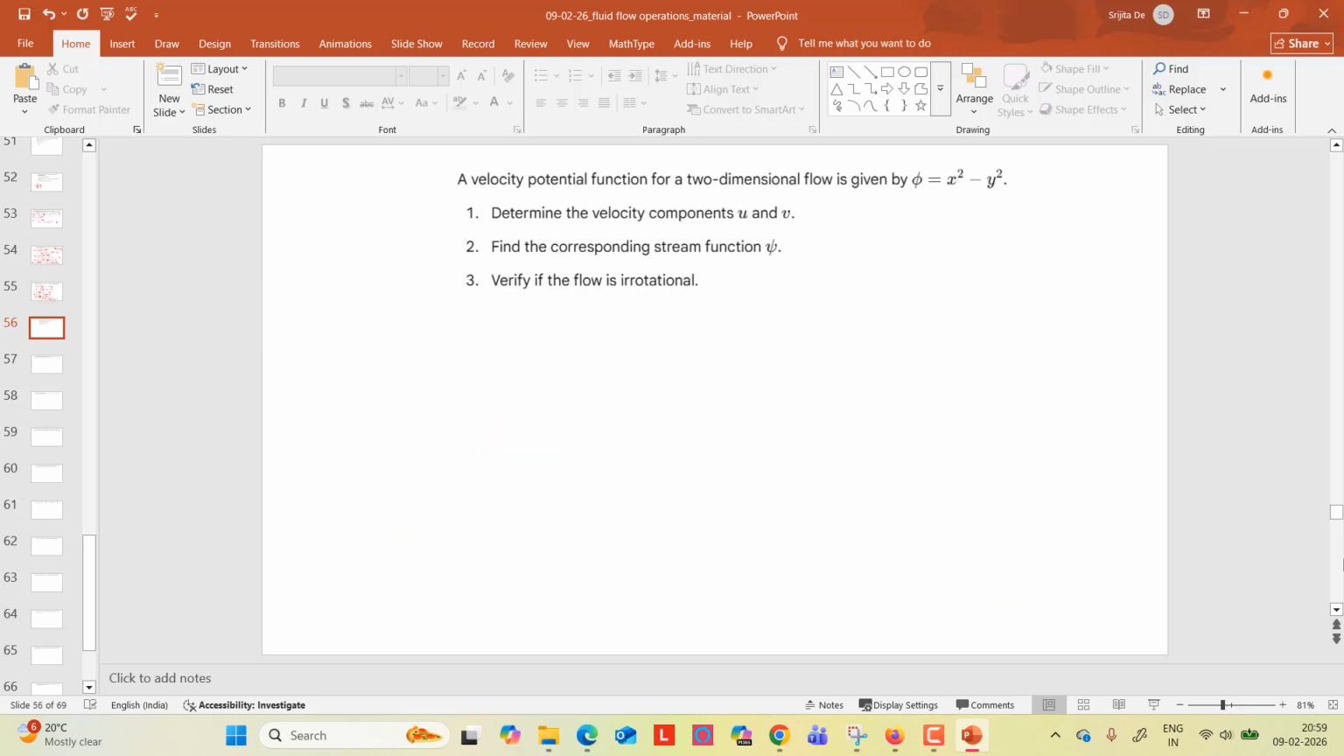Next, a velocity potential function for a two-dimensional flow is given by this. Determine the velocity components, find the corresponding stream function, and verify if the flow is rotational. So you have to do everything here, right? So u equals, the potential function is given, so u equals del phi del x equals 2x and v equals del phi del y equals minus 2y. These are the velocity components.